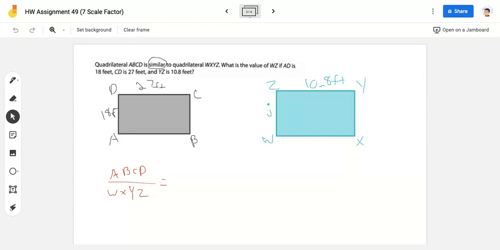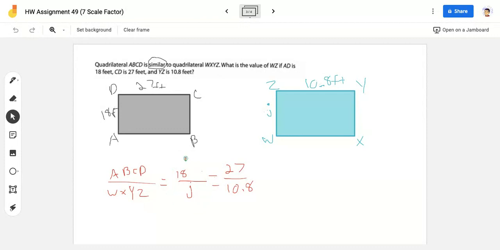All right, so let's pick a side for ABCD. Let's do AD, which is 18 feet. And what corresponds to that on WXYZ? Well, it's going to be J feet. I won't write the feet for now. Then on WXYZ, it's 27 feet and 10.8 feet. So those sides correspond to each other. These sides correspond to each other.